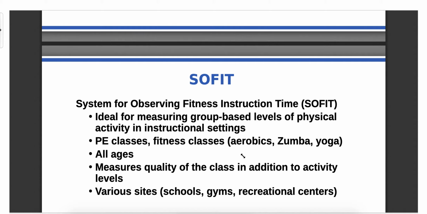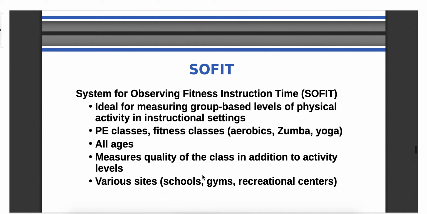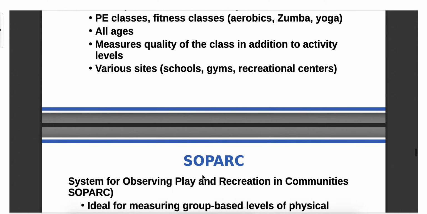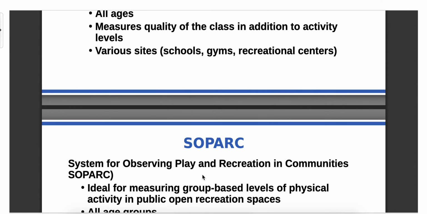So systems for observing fitness instruction time. So this is good for group-based levels of physical fitness. So think of a group exercise class. Got some listed here. And so it measures the activity levels and participation levels and can be done in various sizes. There is also the system for observing play in recreation communities. So this is kind of thinking going out to a field and watching people be active.